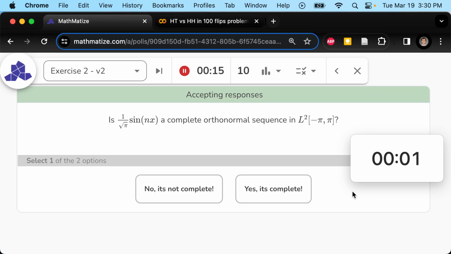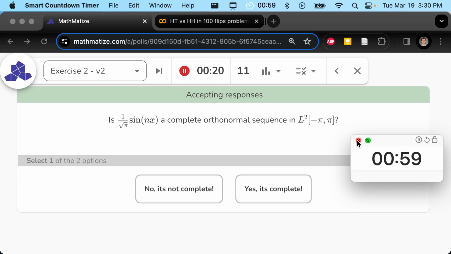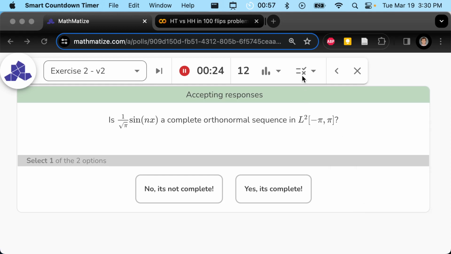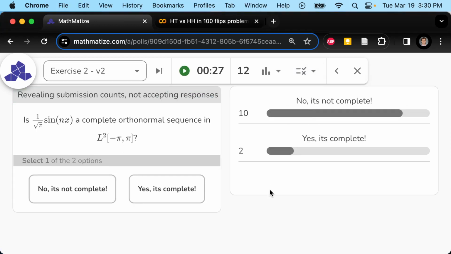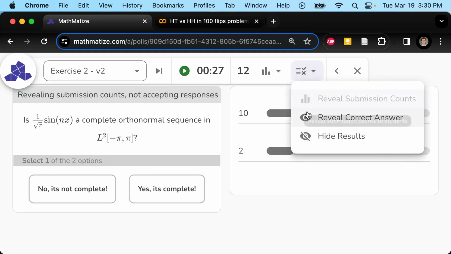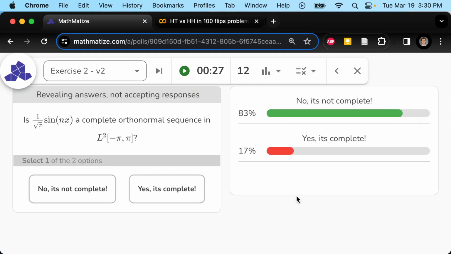Okay, put in your final answer. This does not converge to each other. Okay, let's see what you said. In the second round of voting, 10 people are now in it's not complete, so lots of switching. And the correct answer is it's not complete. So you figured it out. Very good.